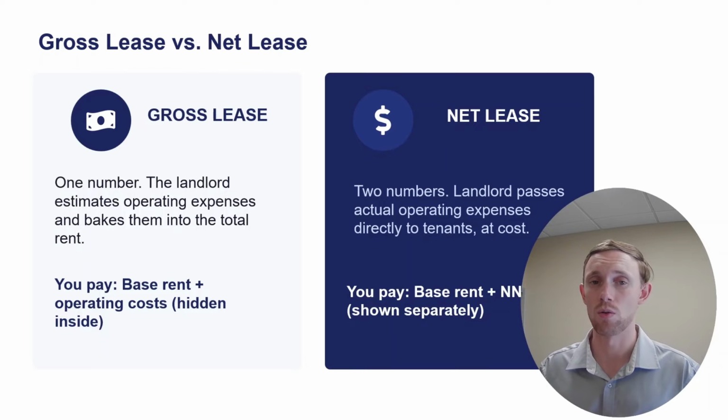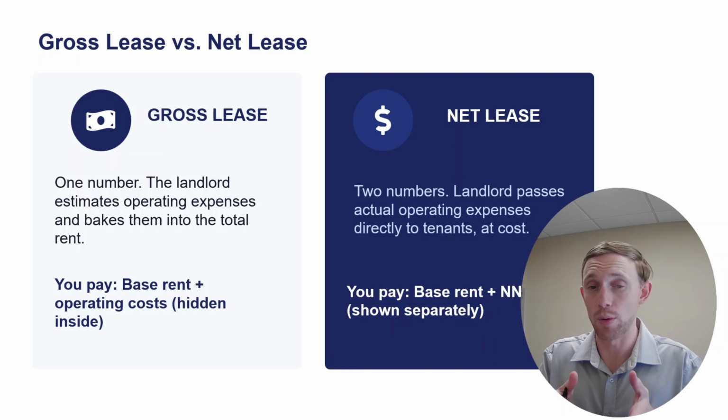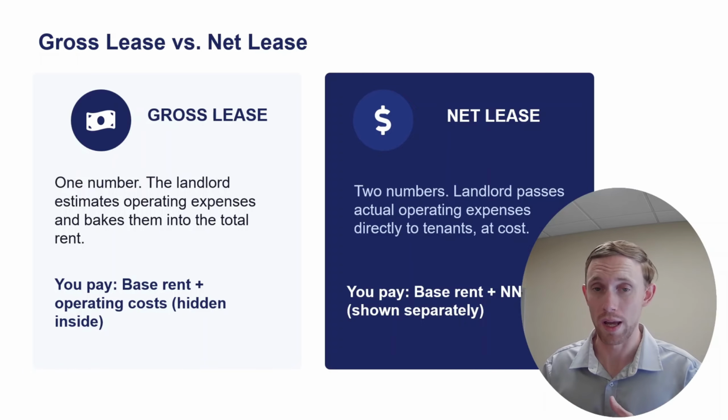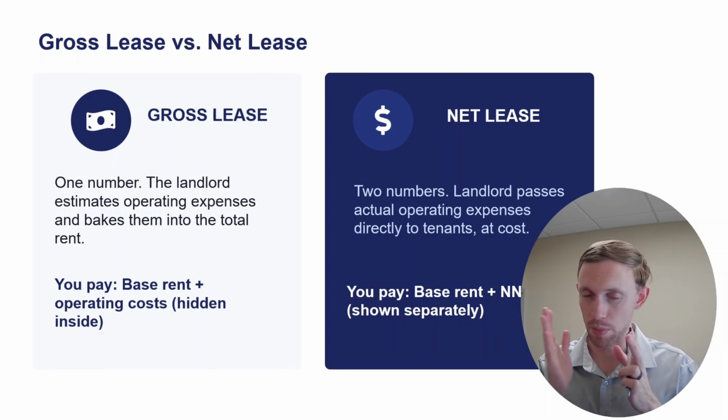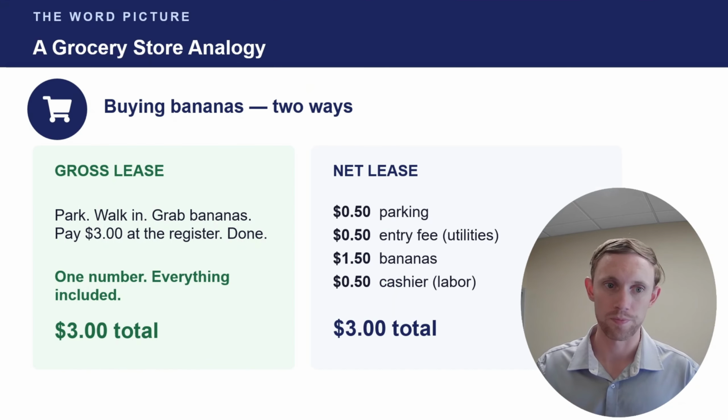And that's the net. So in a net lease or a triple net lease, the landlord is actually breaking that out into two numbers. The landlord passes the operating expenses through to you as a tenant as additional rent, triple net rent. So you're paying a base rent plus a triple net, and they're two separate numbers.